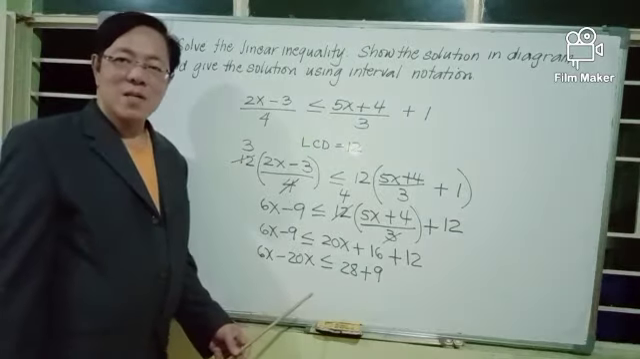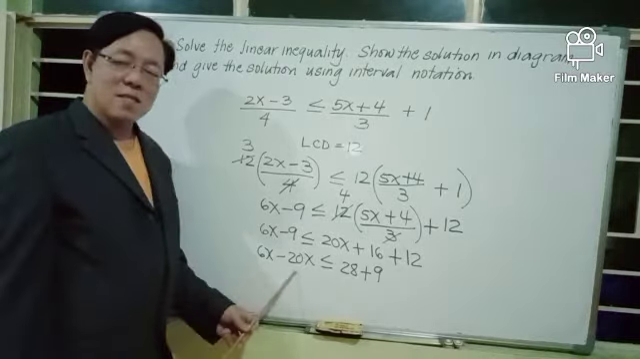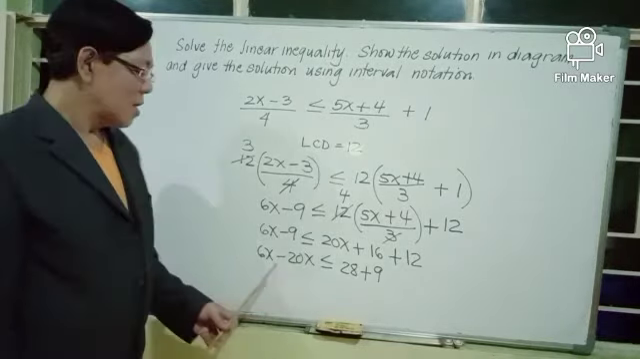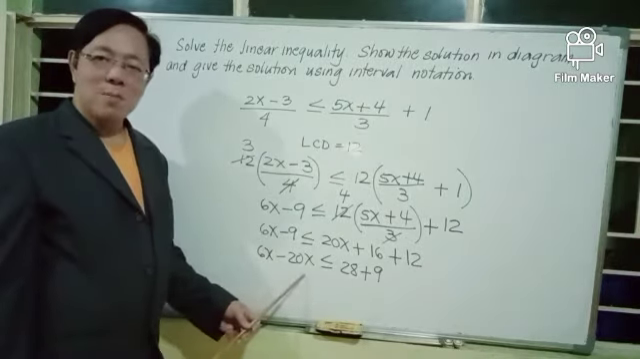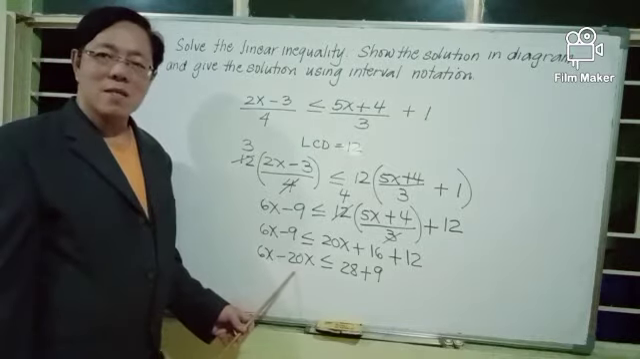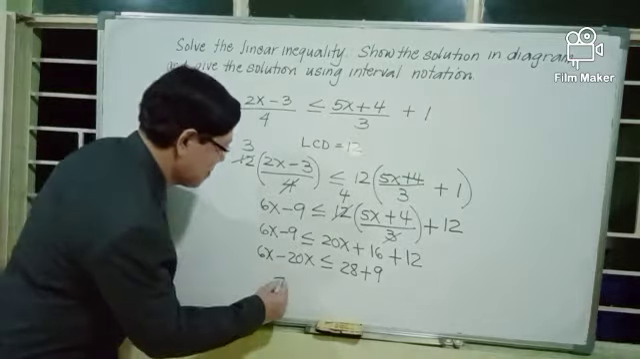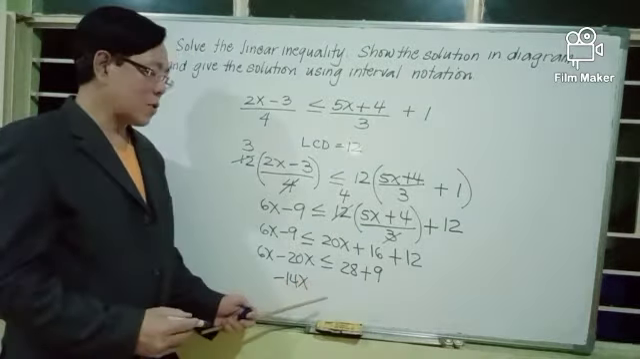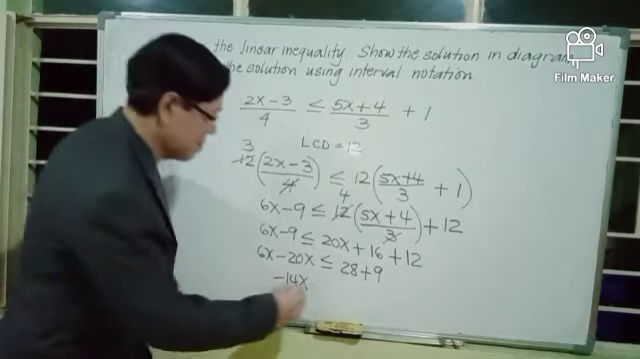Now, after collecting all the similar terms in one side of the equation, like 6x and minus 20x, these are like terms or similar terms because they have the same literal coefficient x, you combine the similar terms. 6x minus 20x is negative 14x. Less than or equal to 28 plus 9 is 37.